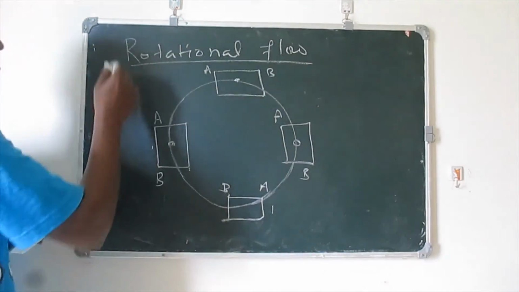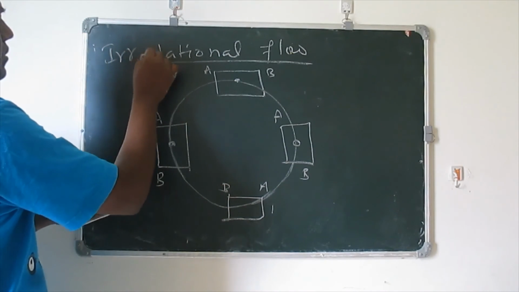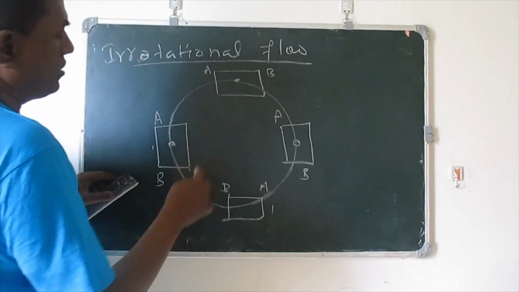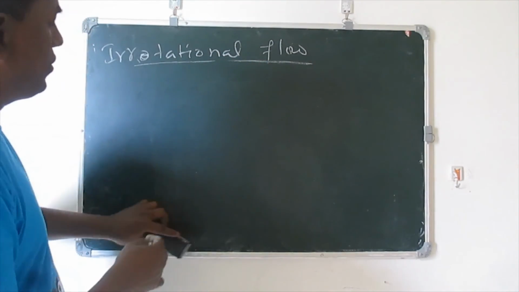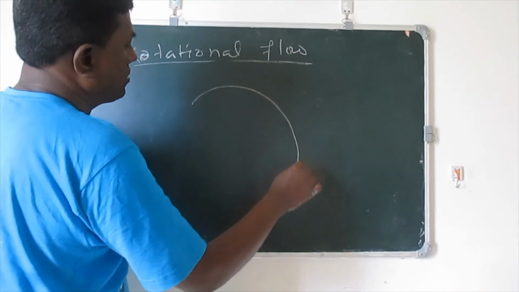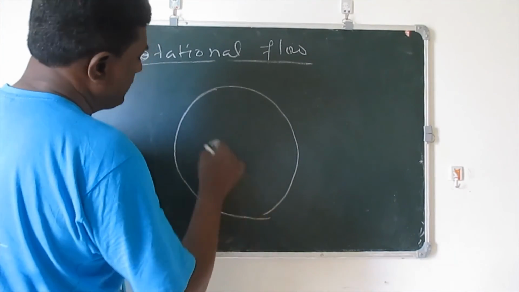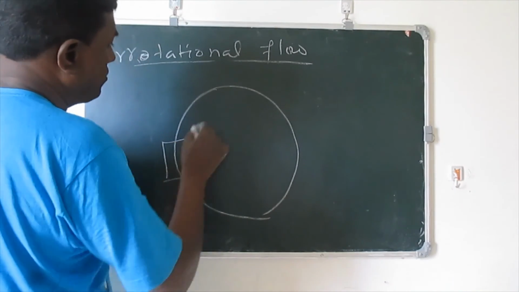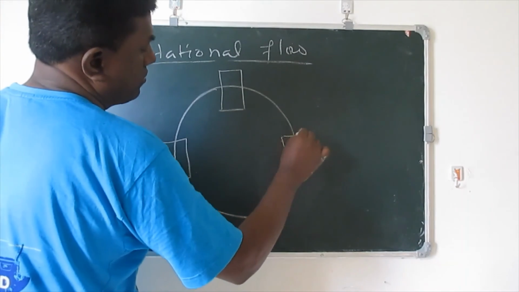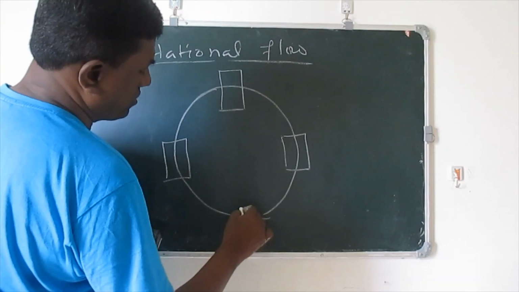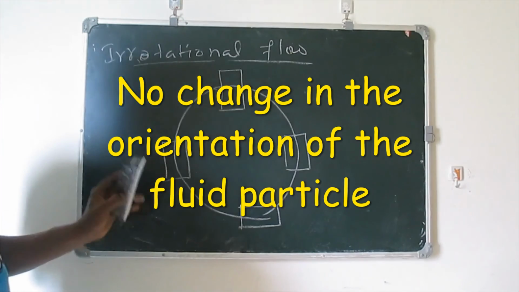Then irrotational flow is just opposite. That means the orientation of the fluid particles in the circular streamline, when they are flowing in the circular streamline, will not change at all. The fluid particle will remain as it is. The orientation will not be changing at all. So this is what happens in the case of irrotational flow. The fluid particles do not change their orientation about their own mass centers.